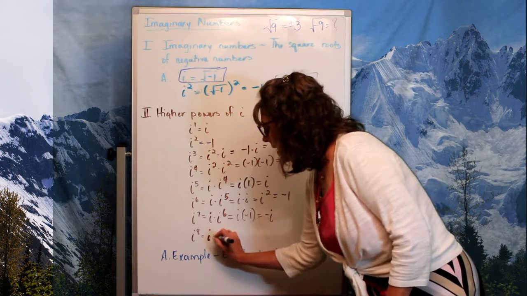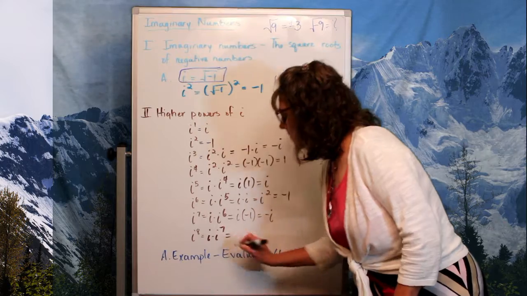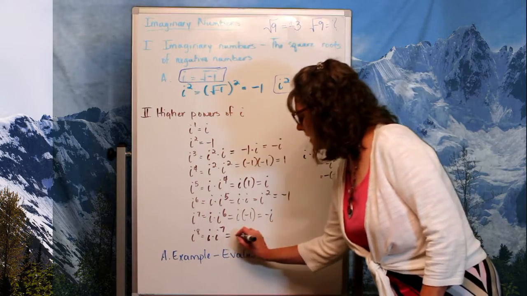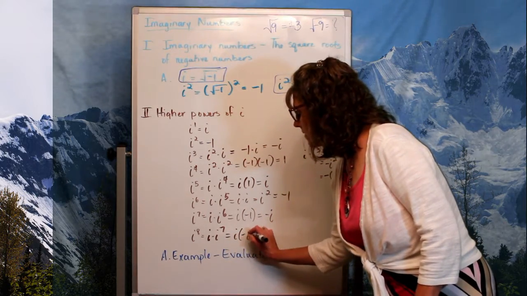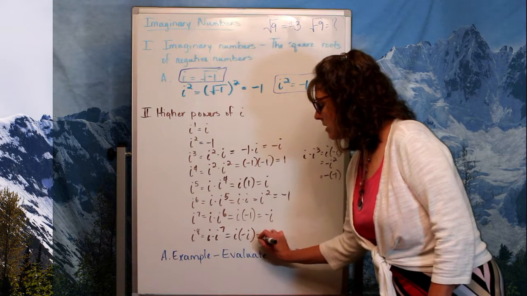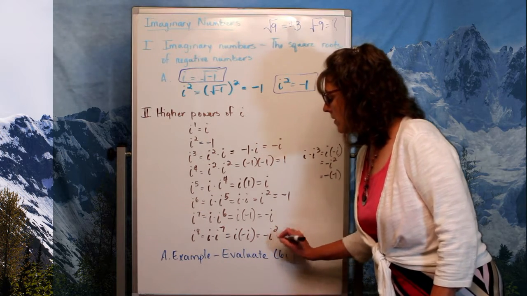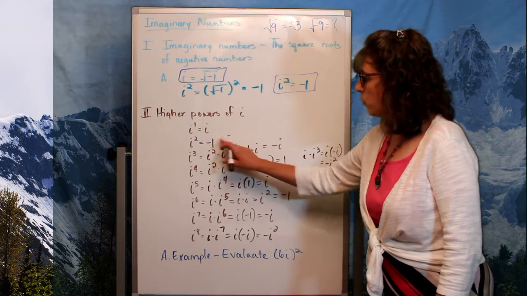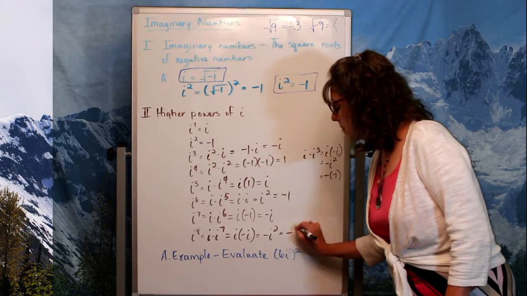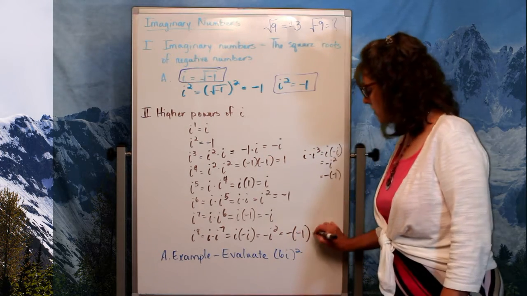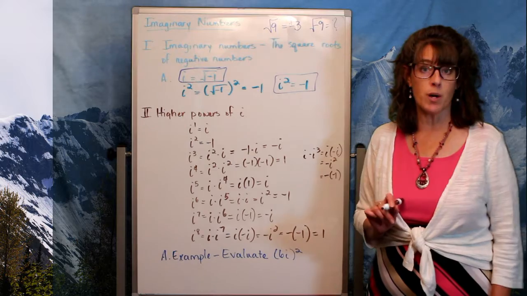So this will be i times i to the 7th. We just figured out i to the 7th is a negative i, so we have i times negative i, which is a negative i squared. And i squared is a negative 1, so this is going to be the opposite of negative 1. And just like we saw here, that's going to be, yep, like we called it, a 1.